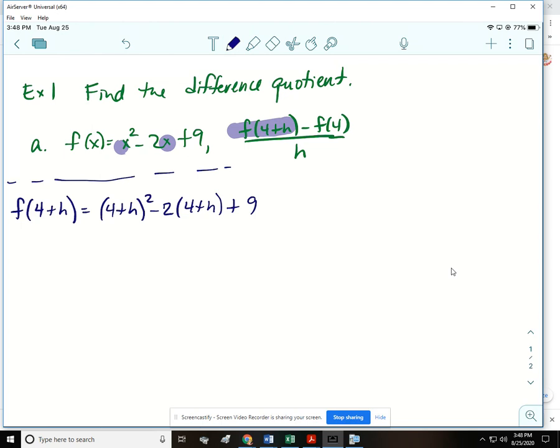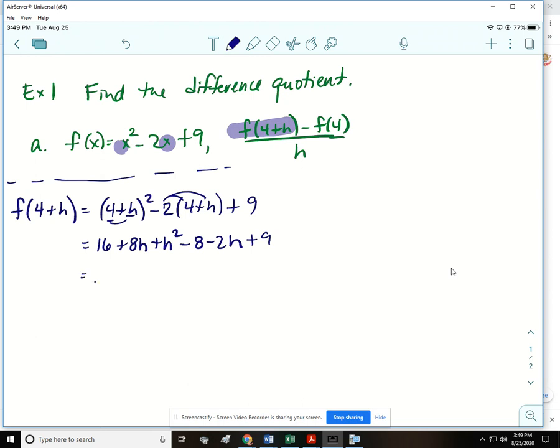Alright, so from here, I'm going to simplify it down. I'm going to square 4 plus h, so you guys can either multiply 4 plus h times itself, or you can do the little shortcut I like to do, where you square 4, multiply these together and multiply by 2, and then square h. It's so much faster to do it that way. Then I'm going to distribute the negative 2, and then bring down the plus 9.